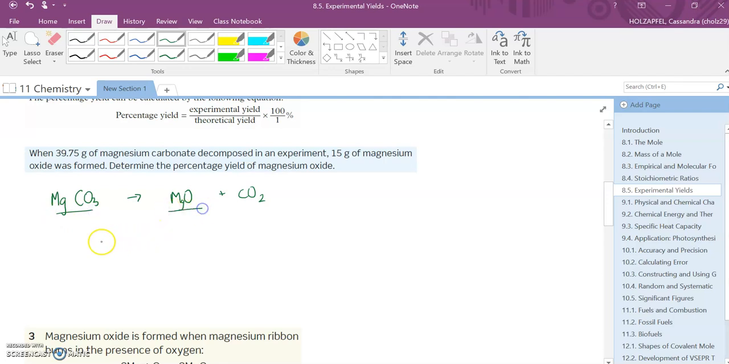To do that, I'm going to use the molar mass formula. If I was talking about the mass here, I've got 39.75 grams of magnesium carbonate. After it decomposes, I've got 15 grams of magnesium oxide. Now, I can go to my periodic table and determine the molar mass. So I'll do that now.